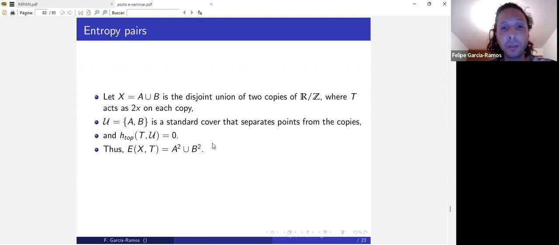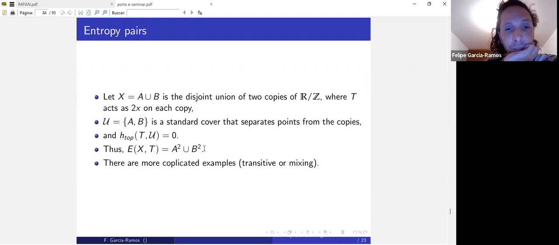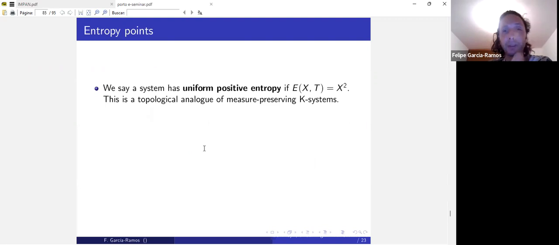So there's no interaction. And well, actually, the other thing I'm not proving is that on each doubling map, every pair is an entropy pair. But this you can prove. Okay, so this is a very simple example. And then you have the extreme. The extreme is when every pair is an entropy pair. And this is uniform positive entropy. So it's kind of like the K systems that I defined, but this is just the topological version.